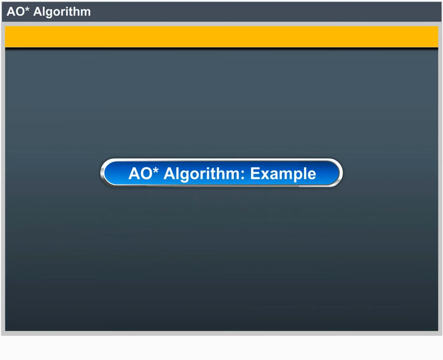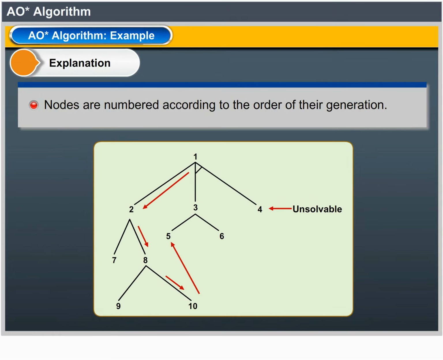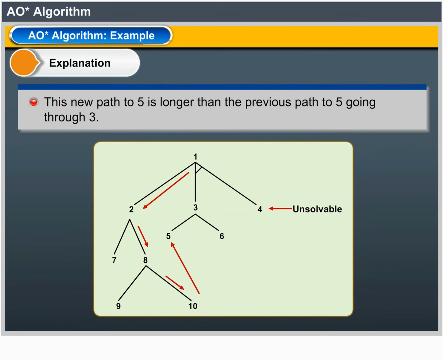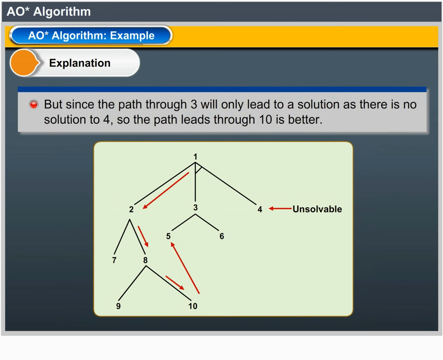AO-star algorithm example is given here. Explanation: nodes are numbered according to the order of their generation. Now, node 10 is expanded at the next step and one of its successors is node 5. This new path to 5 is no longer than the previous path to 5 going through 3. But since the path through 3 will not lead to a solution, as there is no solution to 4, the path through 10 is better.